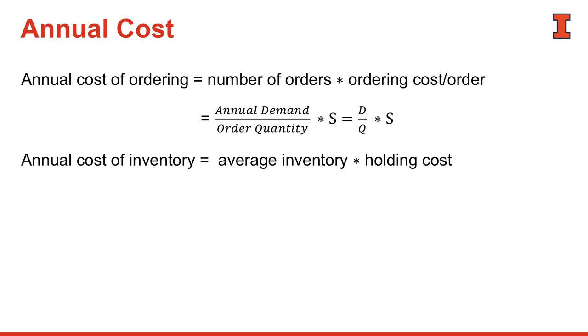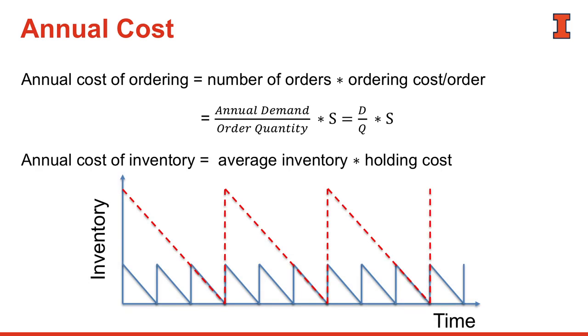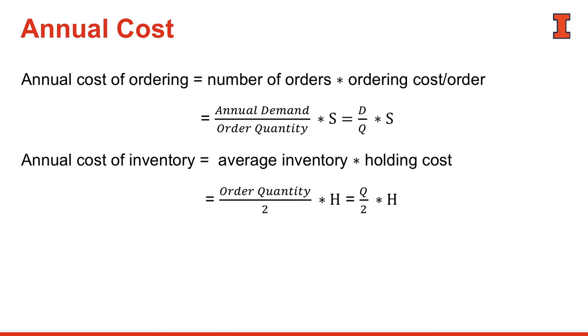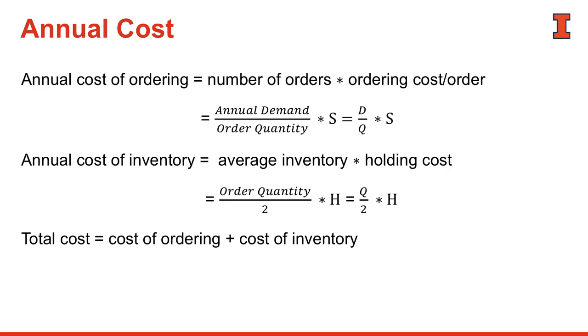The inventory cost, on the other hand, depends on the average inventory that I'm carrying. If I have an order quantity of Q, then the average inventory, if you look at our graph previously, starts off at a maximum of Q and ends up at a minimum of 0. So the average is Q divided by 2. That multiplied by the holding cost H becomes Q divided by 2 times H, and that becomes the annual cost of inventory. The total cost of having this inventory system then is the cost of ordering plus the cost of inventory, and so I add those two formulae together to get the total cost.